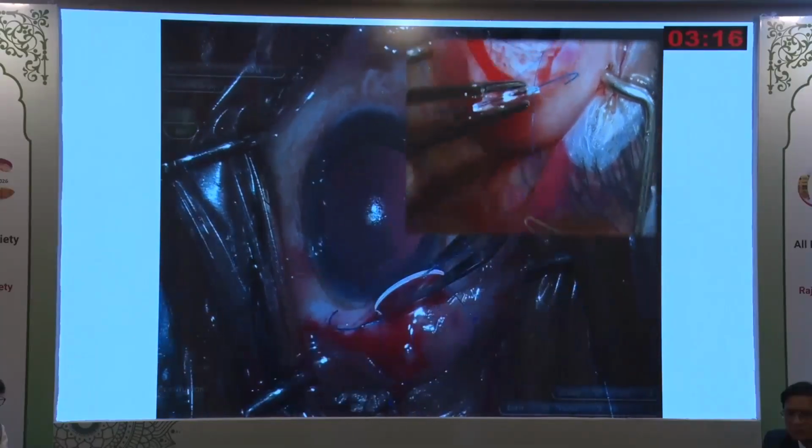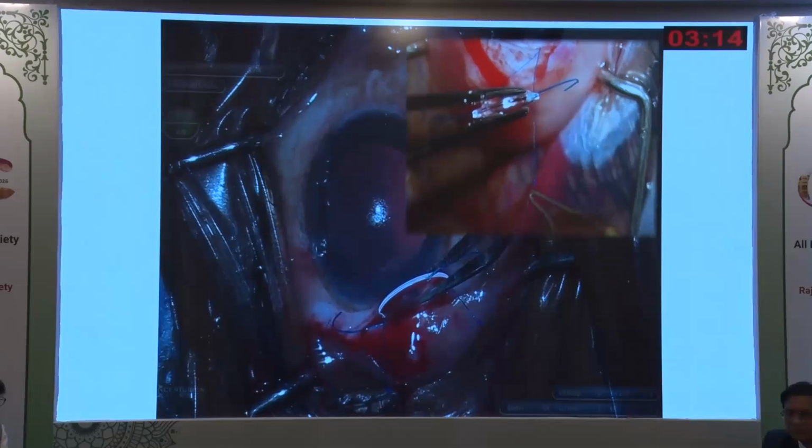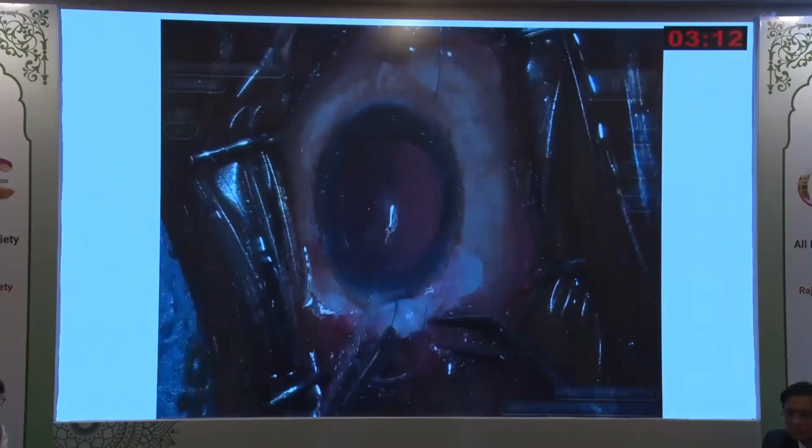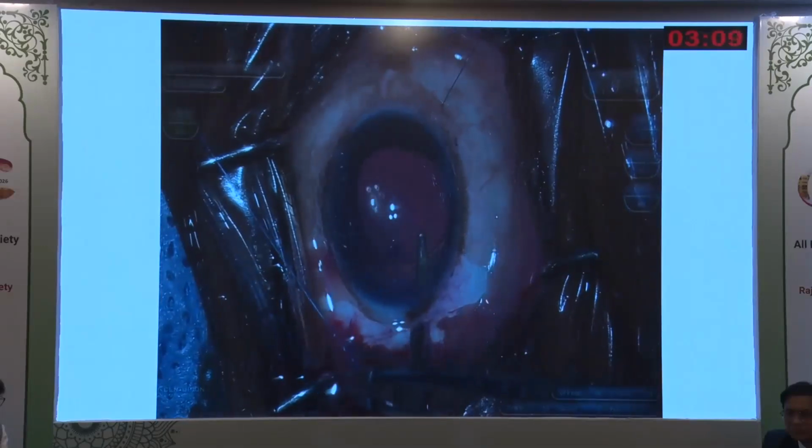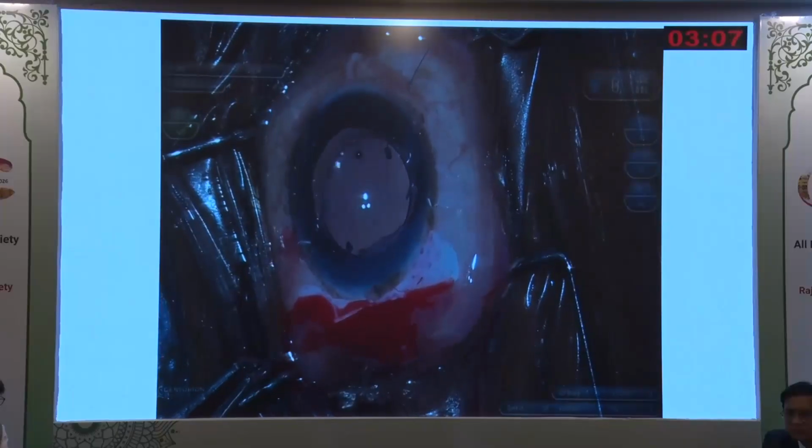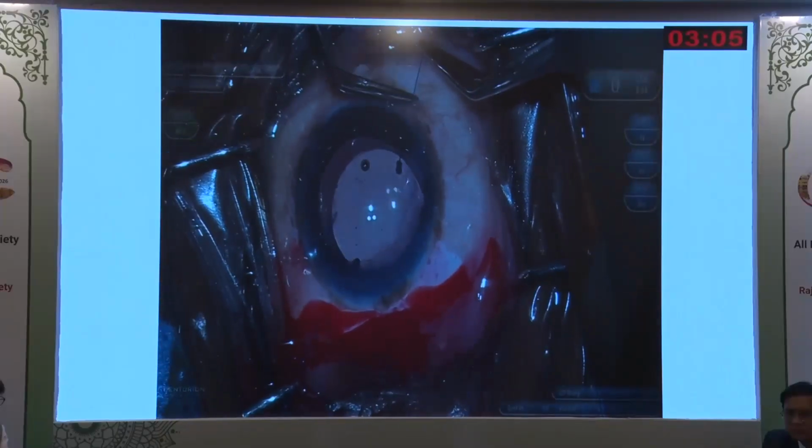So the sutures are passed through the dialing hole of a regular PMMA lens, be it single piece or 3 piece, and a flange is created using the portable cautery. Make sure the flange is larger than the dialing hole itself. The IOL is pushed inside the eye.